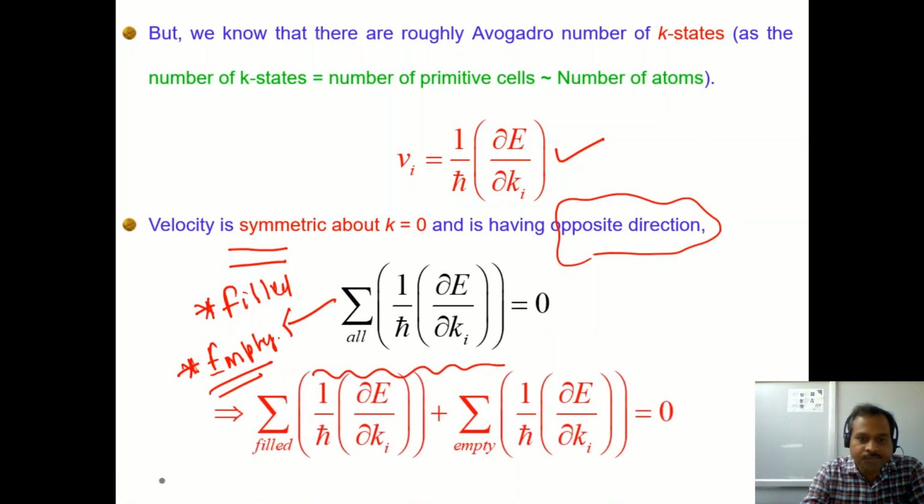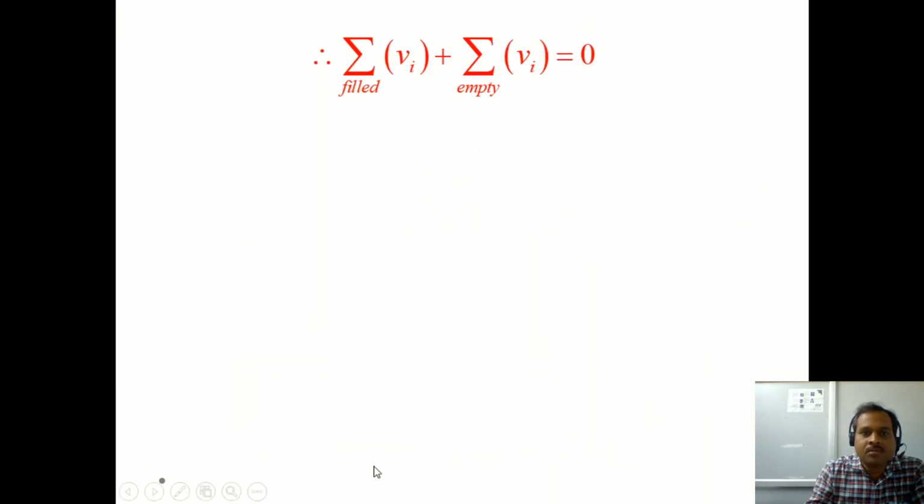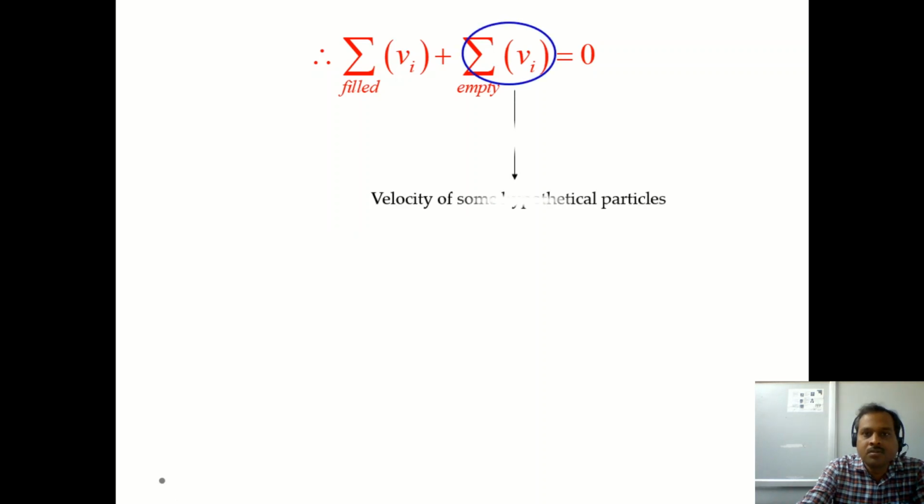So let us write that. Sum over all the filled states velocity plus sum over all the empty states velocity will be equal to 0. Or in other words, sum over all the filled states velocity will be equal to negative of the sum over all the empty states. Or, sum over all the filled v_i is equal to minus sum over all the empty v_i.